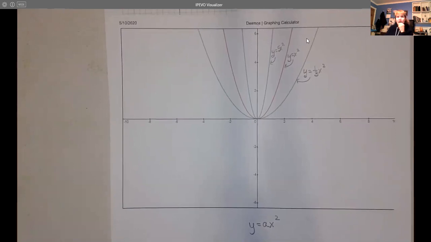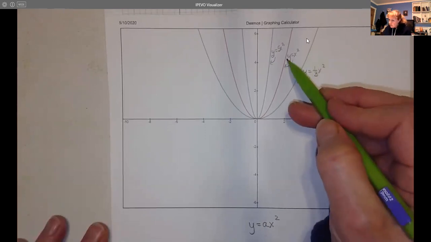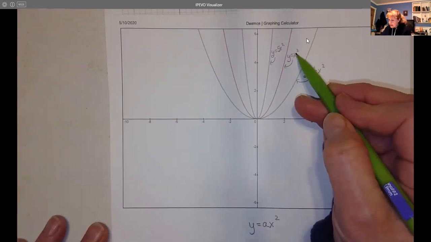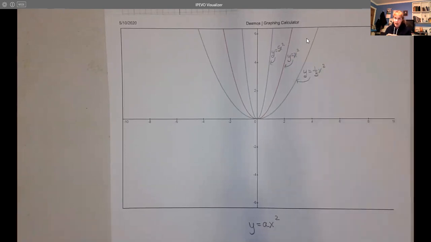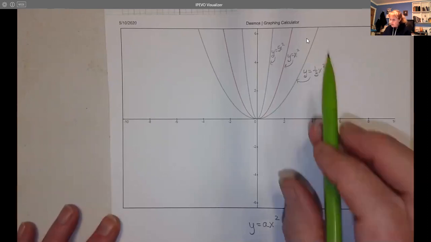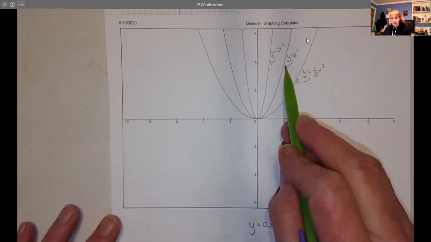and the A, which is the number in front, I changed. And you can see what happens. Now, this red one, okay, this basic x squared, it's the most basic parabola that we have. It's called a parent graph. All right, all others are worked off of it. All others are shifted from the parent graph. So y equals x squared is the parent graph.